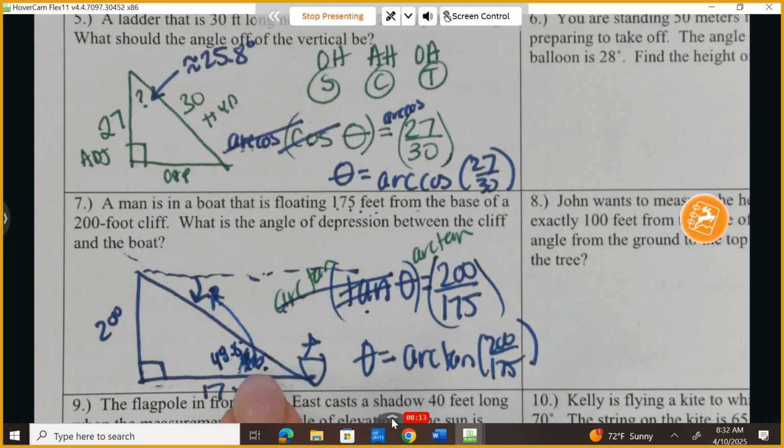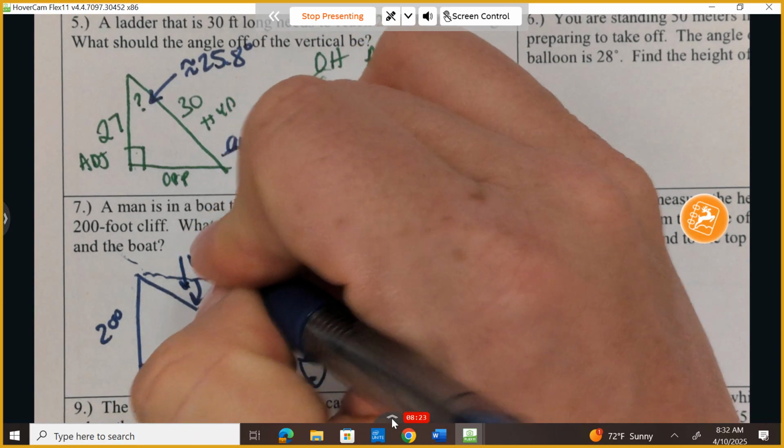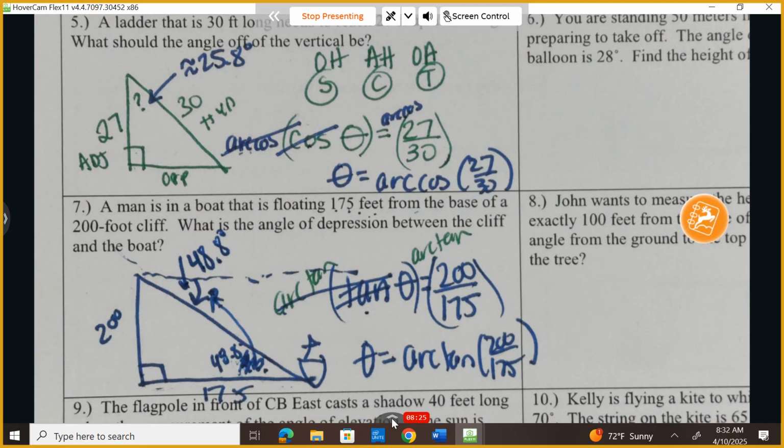Did they ask for this angle, yes or no? They did not ask for this angle. Turn to your partner. What angle did they ask for? Angle of depression, but I know they're the same. So the angle of depression is also approximately 48.8 degrees.